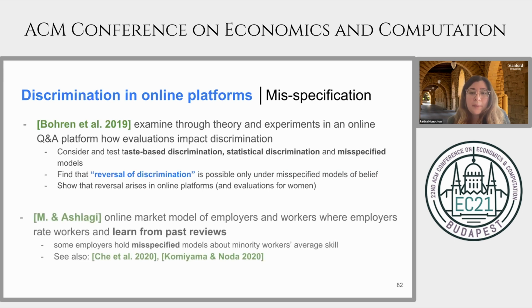So in the second paper here, we see an online labor market model this time, theoretical work where employers rate workers and at the same time learn from past reviews. So again, this paper adopts the mis-specification theory, but for naive learning. It means that some employers hold mis-specified models about minority workers, which eventually leads to discrimination.